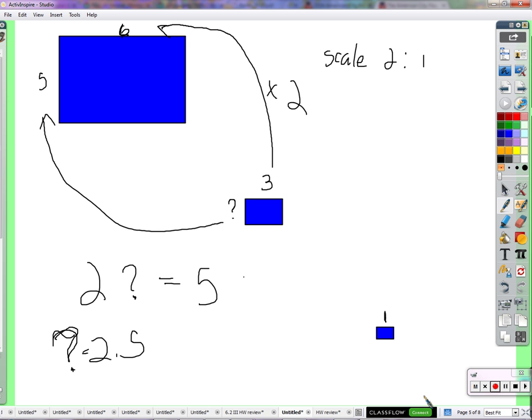0.5? I just wanted to say 2.5. Negative 0.5. Minus 2.5? No, minus 0.5. Well, the original shape was 2.